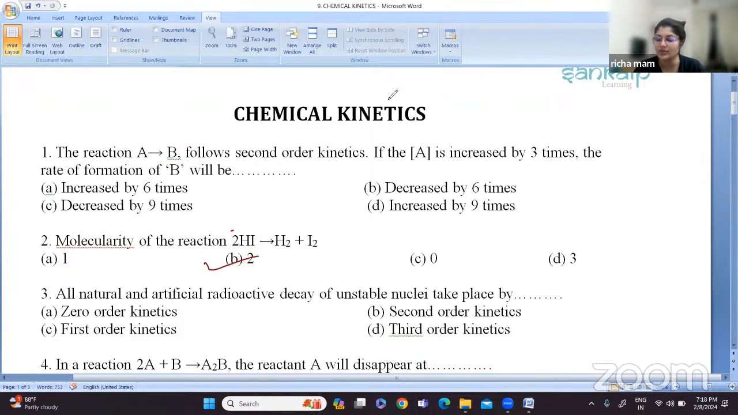The number of molecules, here two molecules are involved. So the molecularity is 2. So the answer, yes, 2 is correct, option B. Moving forward, next question.